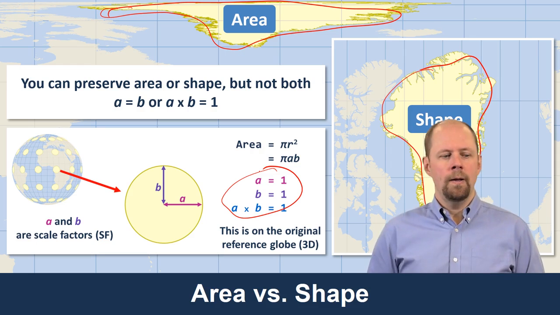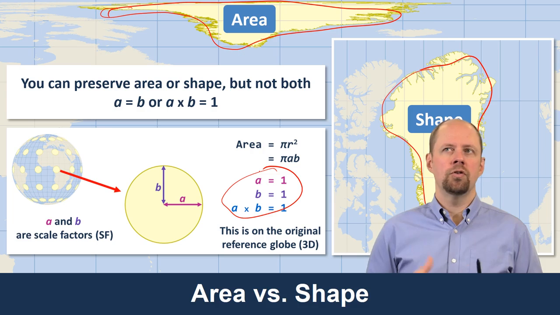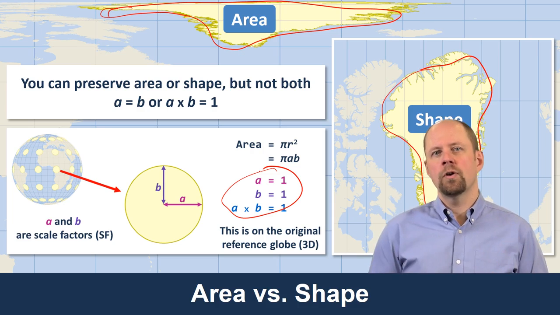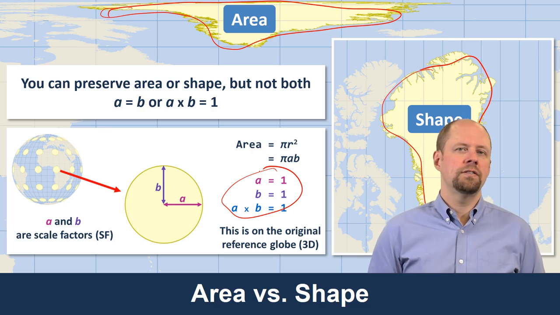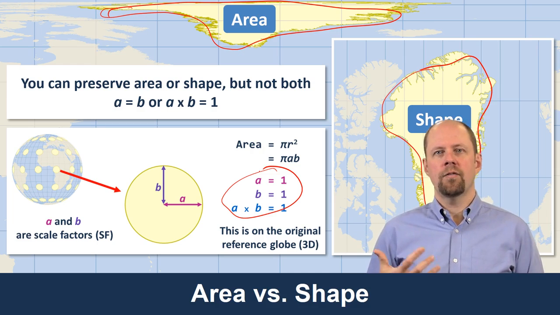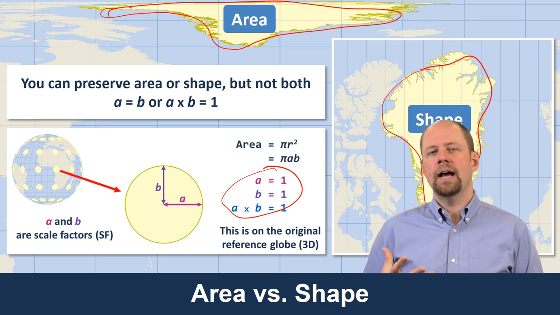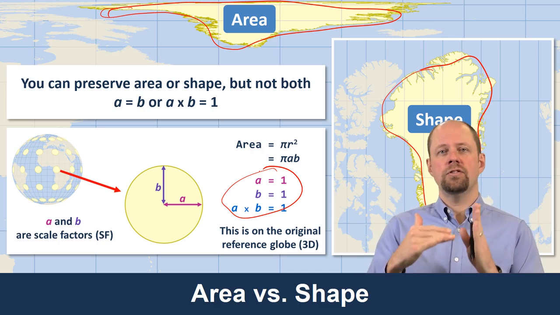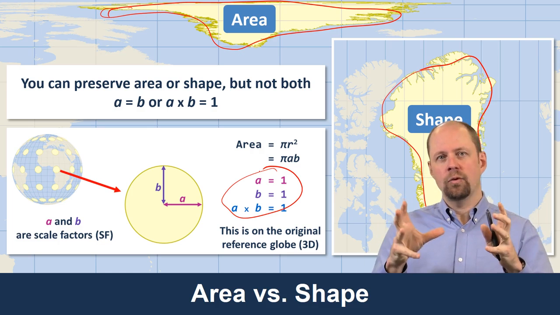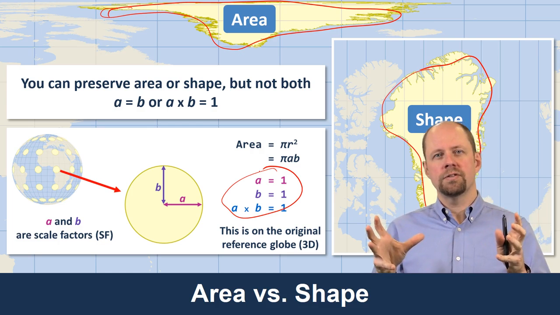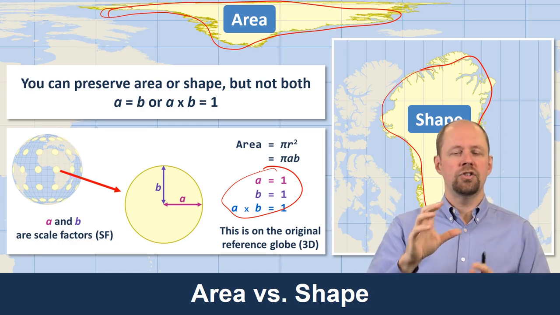I hope that's clear. Like I said, this is just a way of being able to quantify our description of the distortion that's taking place in different parts of the world, and relating that to scale factor in two different directions, north-south and east-west. And how that relates to these circles, and whether they're still circles or whether they're distorted in shape or size.